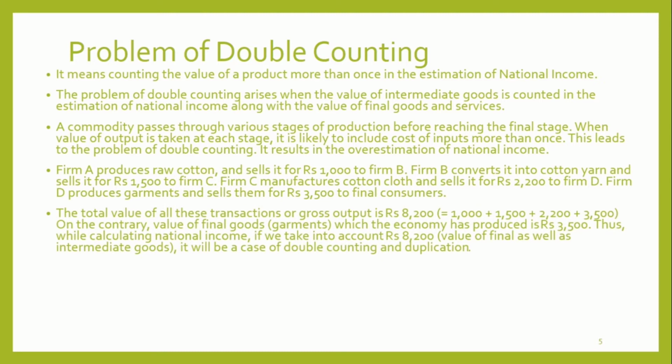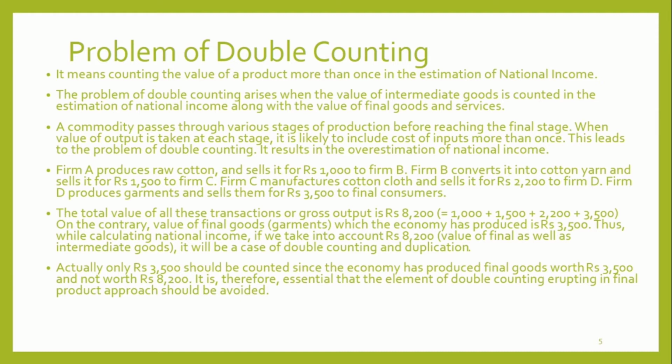The total value of all these transactions or gross output is rupees 8200. On the contrary, value of final goods which the economy has produced is rupees 3500. Thus, while calculating national income, if we take into account rupees 8200, it will be a case of double counting and duplication.